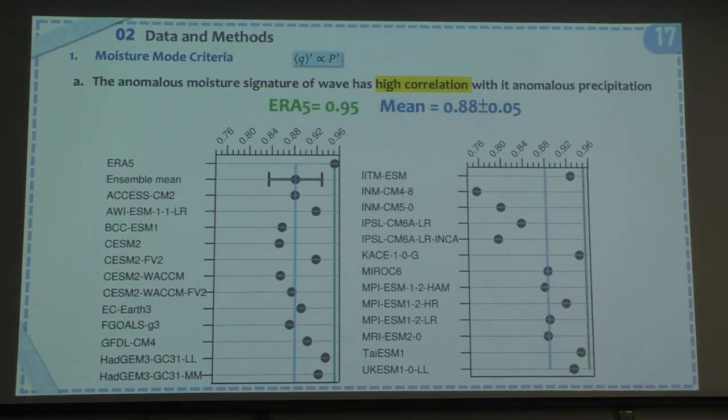The table shows us the result in the observation, the ensemble mean of models, and the 25 CMIP6 models. The green line is observation, the blue line is the mean of the models. You can see that for many models, the correlation is lower than 0.9, which means some models can't satisfy this criteria.